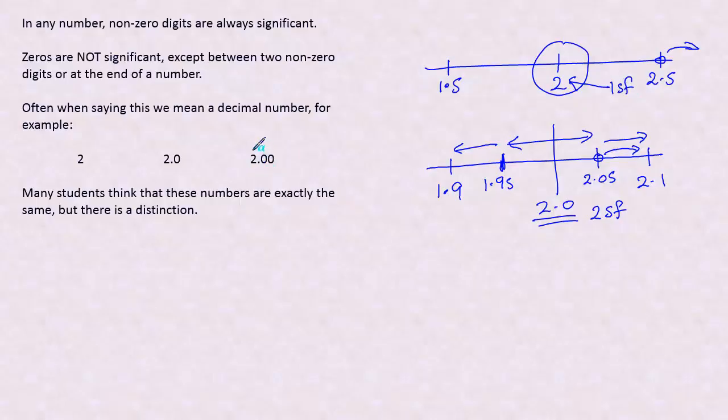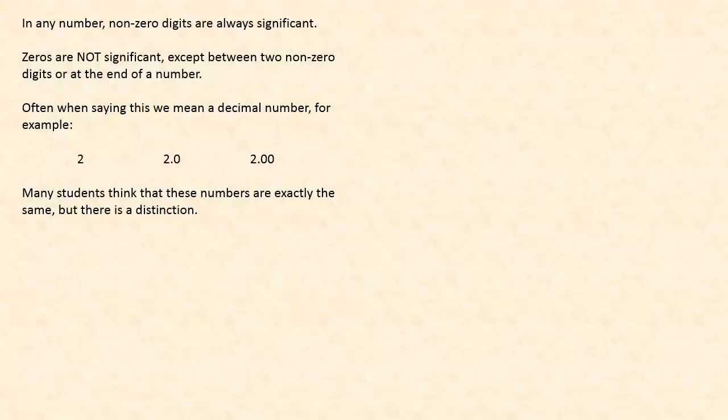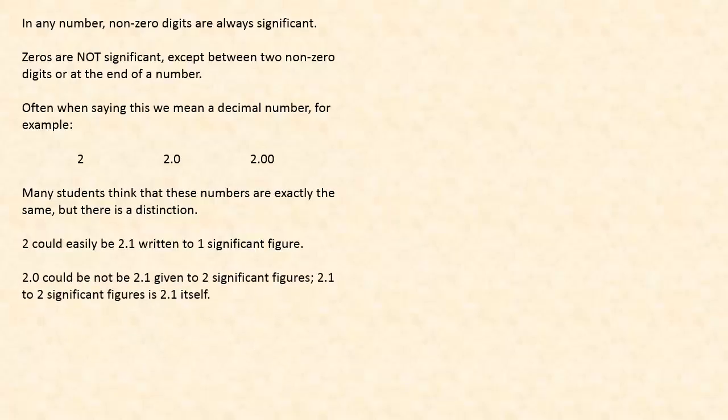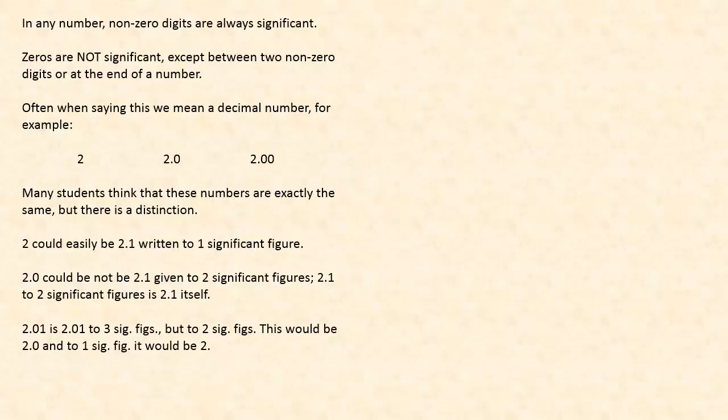And of course we can make the same sort of argument again with 2.00. So 2 could easily be 2.1 just written to one significant figure. 2.0 could not be 2.1 given to two significant figures. 2.1 to two significant figures is actually 2.1. So we can see there's a difference straight away here. 2.01 is 2.01 to three significant figures. But to two significant figures, this would be 2.0, and to one significant figure, it would be 2.